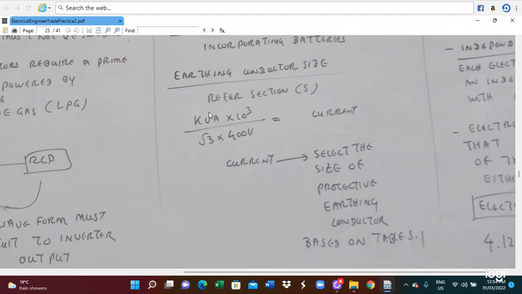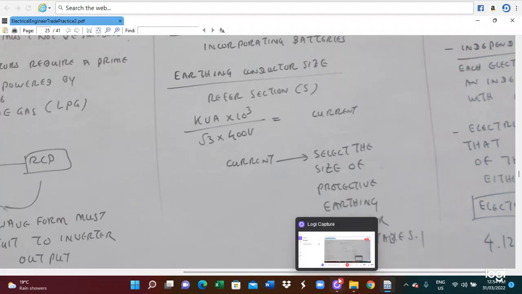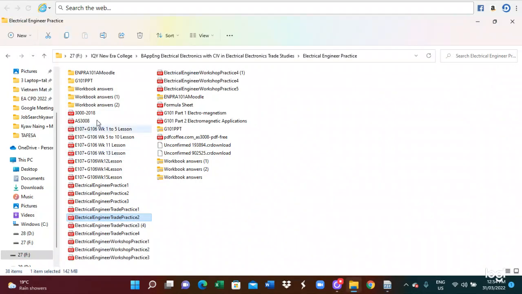So kVA multiplied by 10^3, divided by root 3 and 400 volt, you get the current. So based on the current, we have to select the protected wiring size. It must be from table 5x1, so table 5x1 of the AS3000. Now I will show you the AS3000, table 5x1.